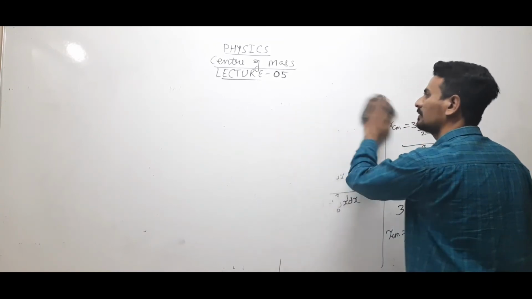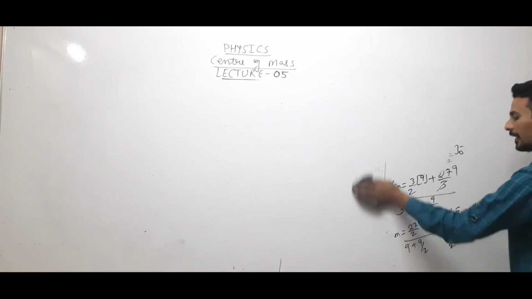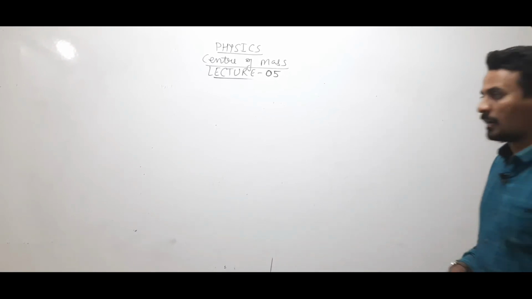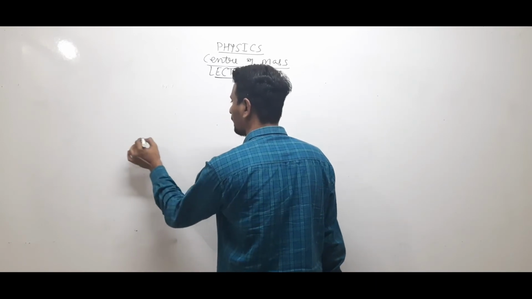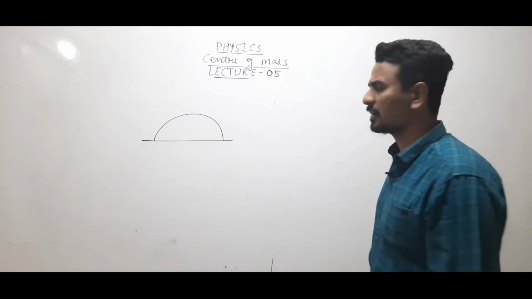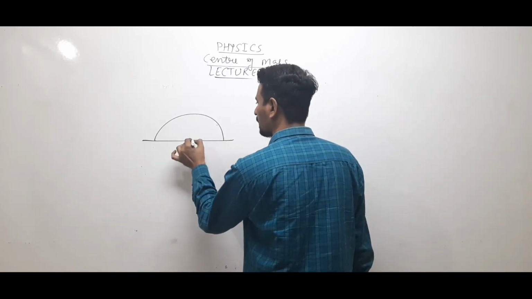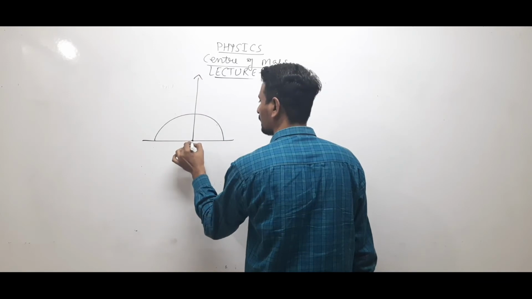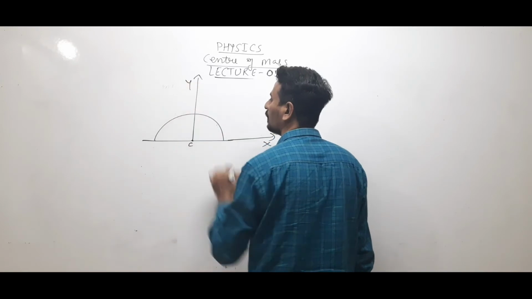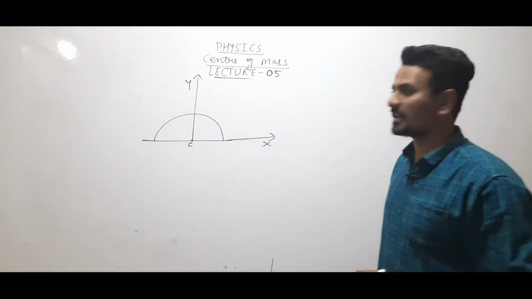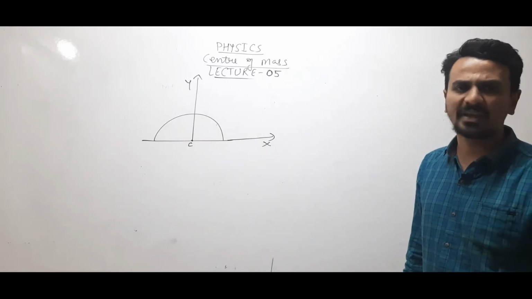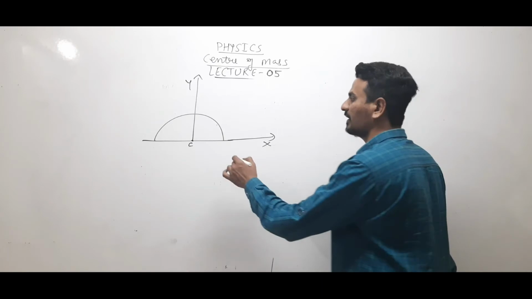Now let us derive the center of mass of a semicircular ring. See, there is a semicircular ring of mass m and radius r. Of course, the ring is lying along the y-axis, so it will have the center of mass along the y direction. Since there is no mass along x, the center of mass along x will not be there.